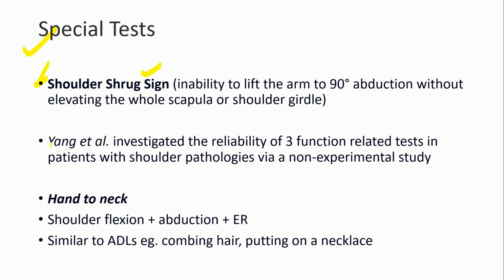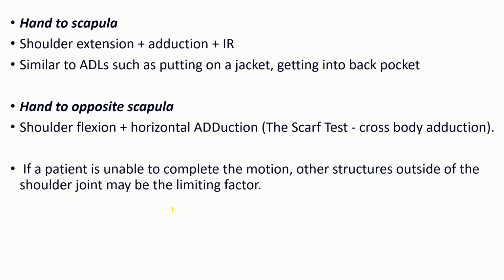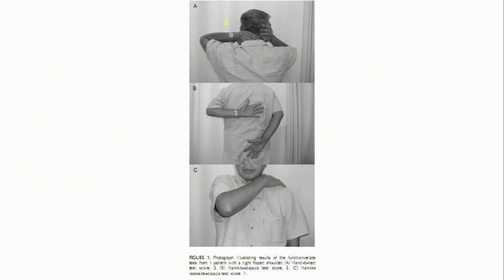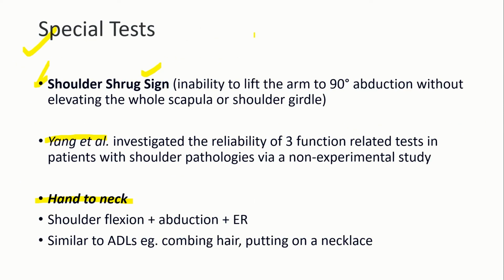Then there are scientists who investigated the reliability of three function-related tests in patients with shoulder pathologies via non-experimental studies. So we have to check for the three functions. The first will be head to neck function. In this, let me show it to you. This is what we are talking about. Head to neck, the patient has to touch.